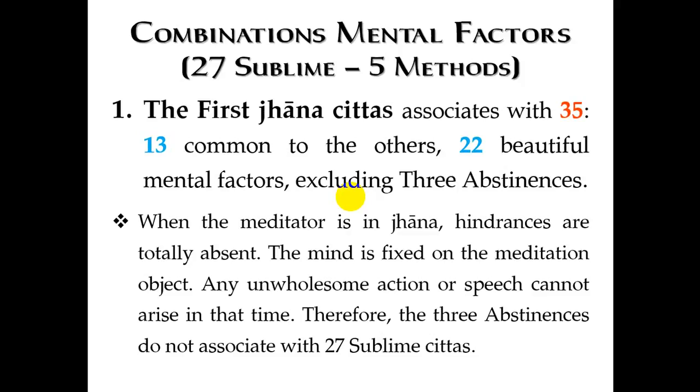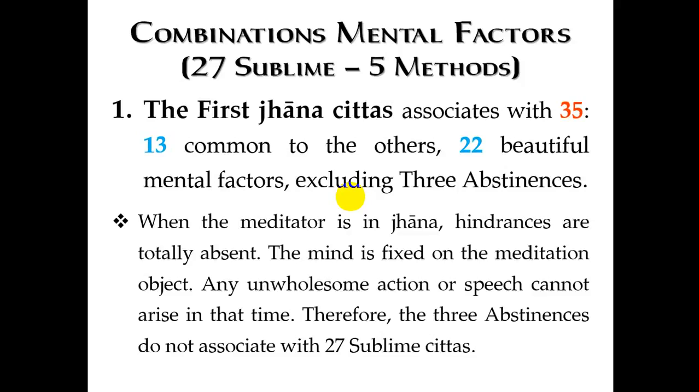The reason why. The moment you are meditating, the moment you are in jhana, there is no defilement in your mind, no hindrances in your mind, it is very pure, right? At that moment, you don't need to refrain from any wrongdoings. So there's no chance for the 3 abstinences. How about the second jhana chetas? How many Cetasika do you think are associated with the second jhana?